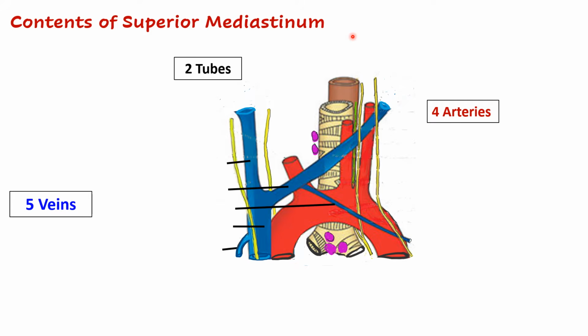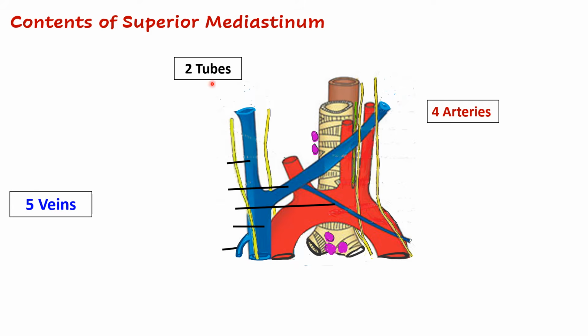Those structures will be present, vessels will be present mainly there, and some nerves will be obviously there, and some lymph nodes will be also there. And obviously there will be two main tubes, one for air, one for food, that is trachea and esophagus. So let us look at those structures. Visualize structures just deep to your manubrium sterni.